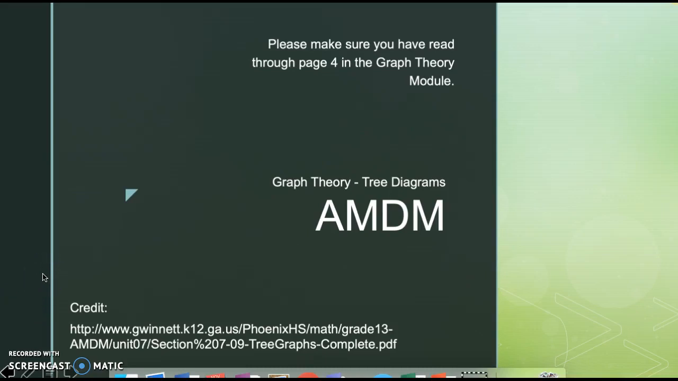Hi everyone. Today we're going to be going over tree diagrams, and this comes from the graph theory module. Please make sure that you have reviewed through page 4 in the graph theory module because there are some vocabulary terms that we're going to be using today. So I will be going over them briefly, but it will make a lot more sense to you if you have read through at least those pages.